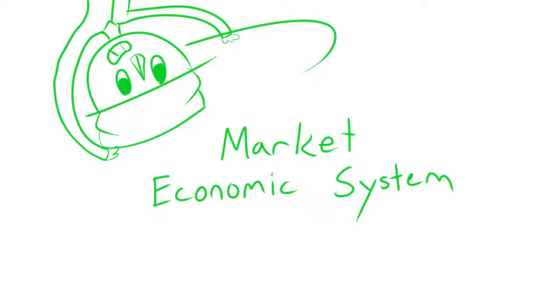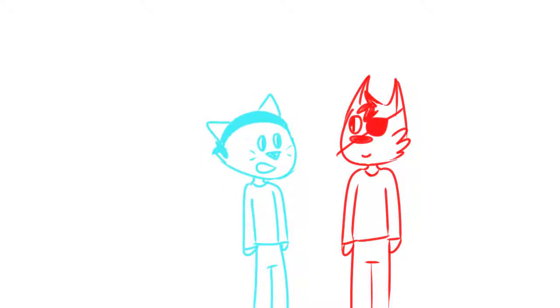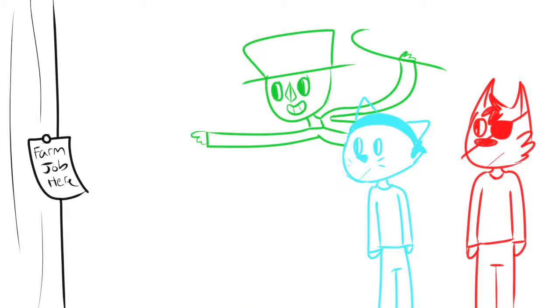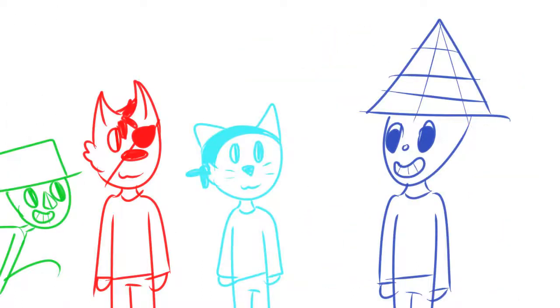Market economic system. Okay, where is our farm? Remember, we're in a market economic system. In this one, we get to choose what we do as a job. Oh, then how do we get a job? There's your answer! Let's go. Sometime later. Alright, you guys are gonna take this cow and sell it at the market festival. Okay. Do we need to check with anyone before we go sell something at a festival? Nope. I own this farm all by myself.